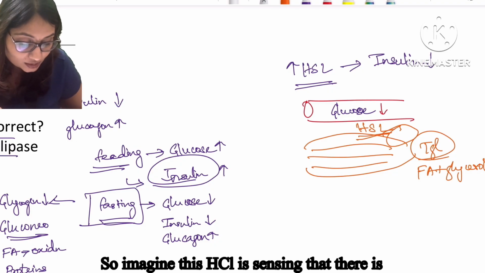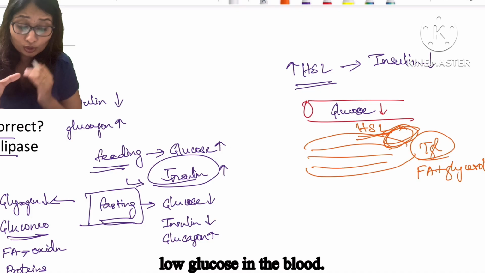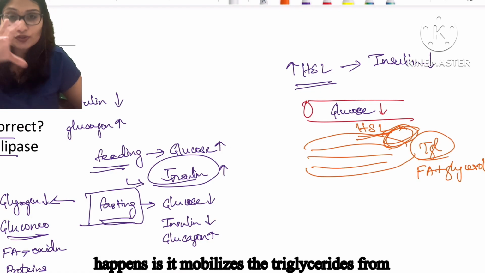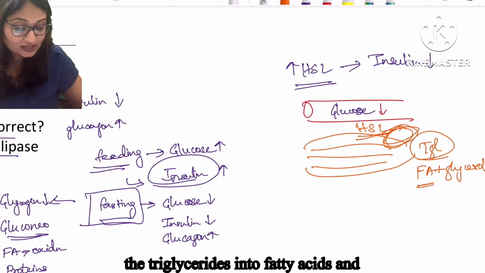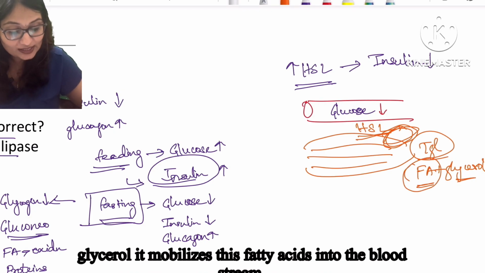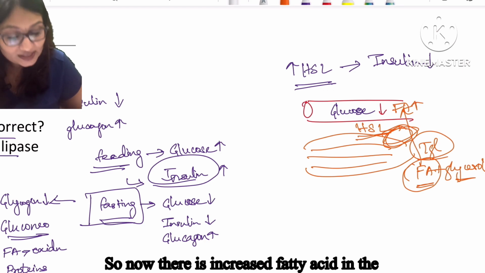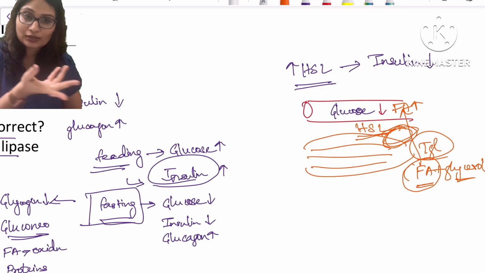Imagine this HSL is sensing that there is low glucose in the blood. Now it mobilizes the triglycerides from the adipose tissue. That is, after breaking the triglycerides into fatty acids and glycerol, it mobilizes these fatty acids into the bloodstream. So now there is increased fatty acid in the blood. This fatty acid acts as a source of fuel, a source of ATP.